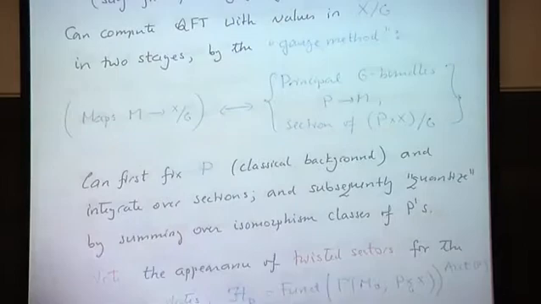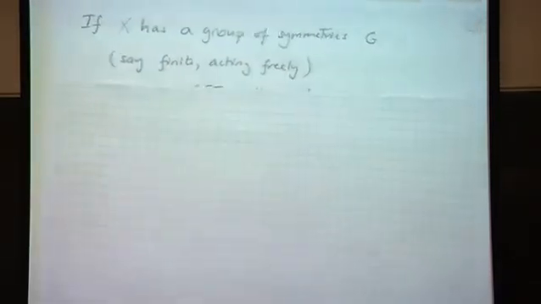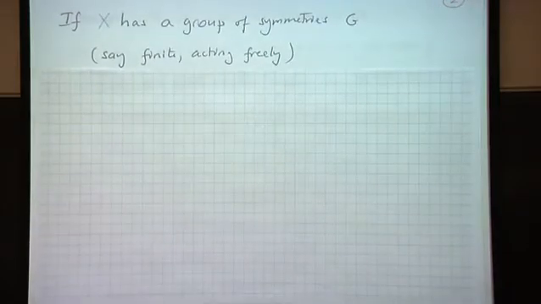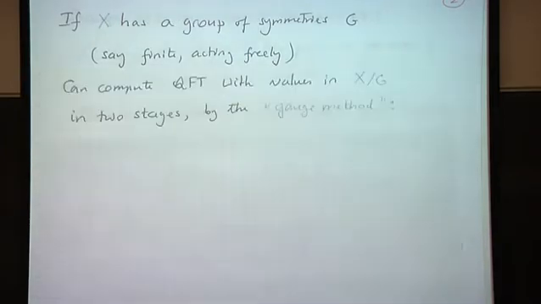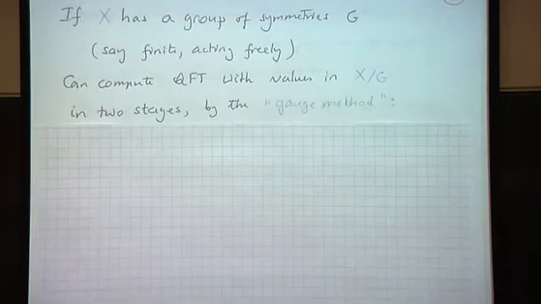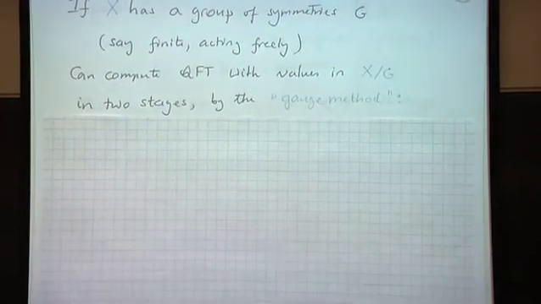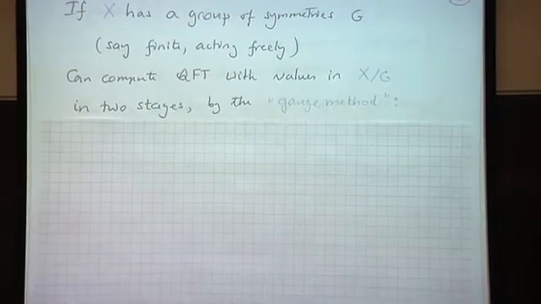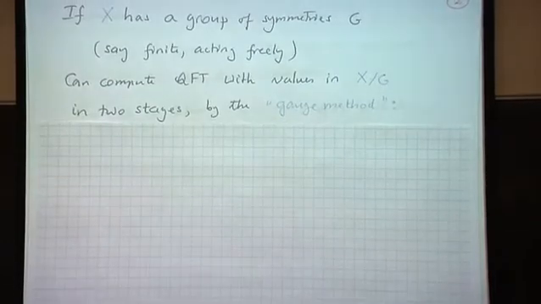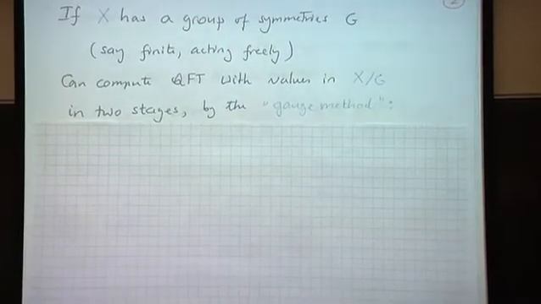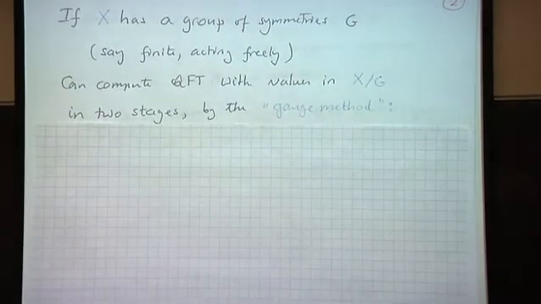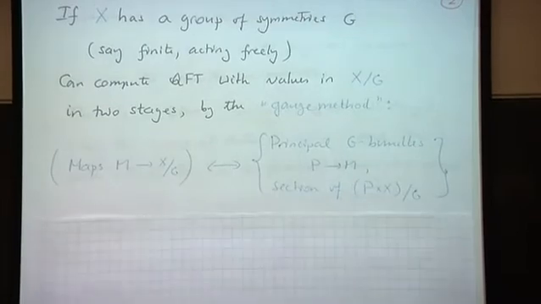And now let's move to a situation when the target space X has a group of symmetries. We call it G, and let's say it's finite, and if it makes life easier, you can assume it acts freely on X. And then, let's say that for some reason you're interested in understanding quantum field theory with values in the quotient space X mod G. That's really the space you're after. Maybe X is simpler, X mod G is more complicated, so you're trying to use X to get to X mod G. And that can be done in two stages by the gauge method.